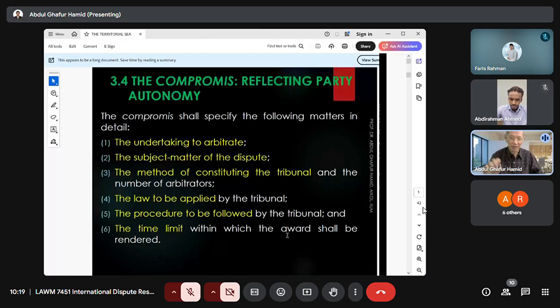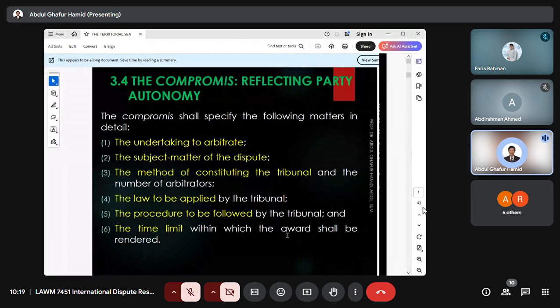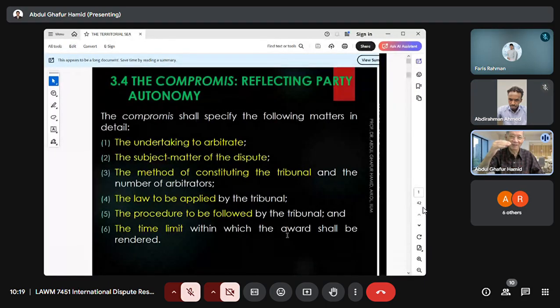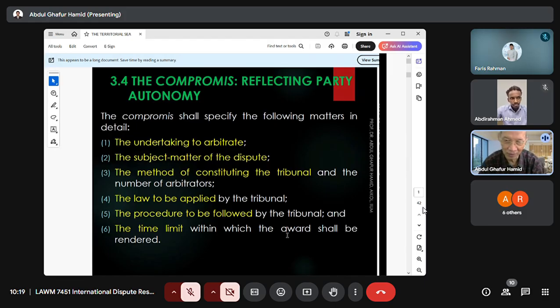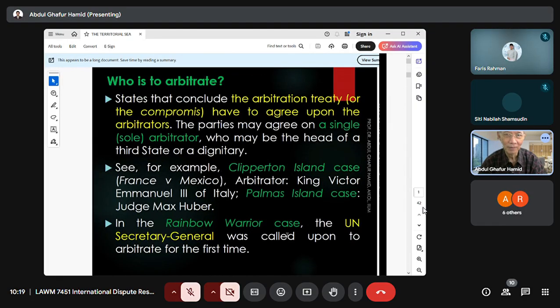And number six, the time limit within which the award shall be rendered. This is the mandate given to the arbitral tribunal. The tribunal must complete this arbitration within one year or within two years, something like that. The time limit can be given in the compromis. All these points are to be agreed by the parties, and parties are free to agree on these points. That is called party autonomy. Any question up to now? Okay, no problem.